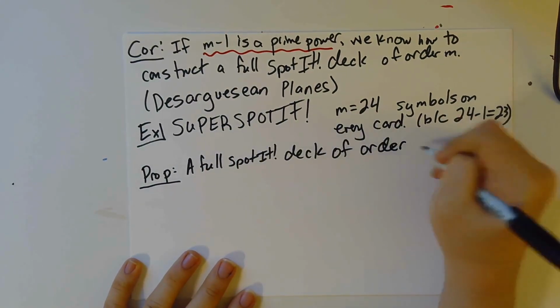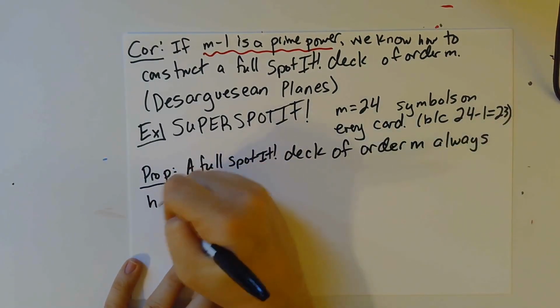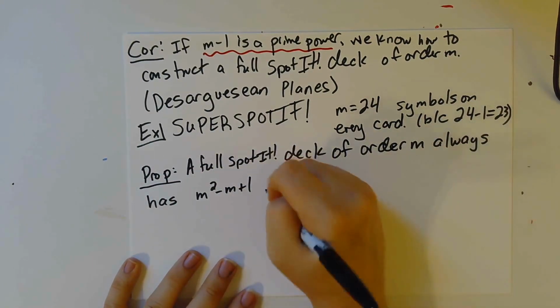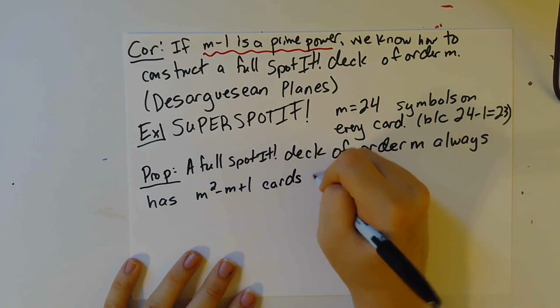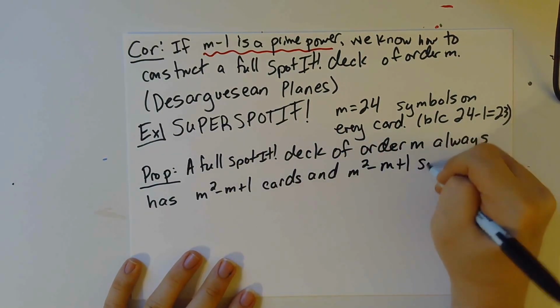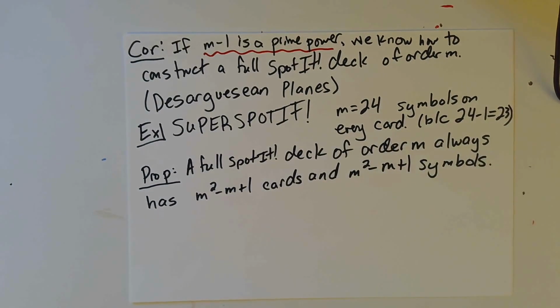So a full spotted deck of order M always has M squared minus M plus 1 cards and M squared minus M plus 1 symbols. Okay, there is no wiggle room on that.